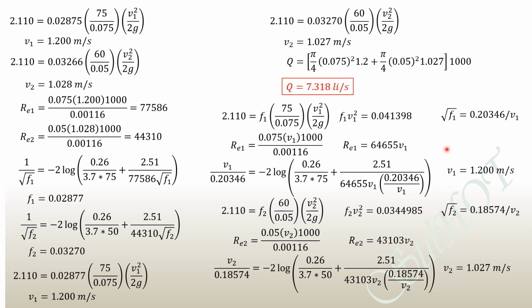Since V1 and V sub 2 have the same values as the first solution, the discharge is also the same. So Q equals 7.318 liters per second. I suggest that you apply this second solution rather than the first, because the first is lengthy, and the second one is more direct and short.